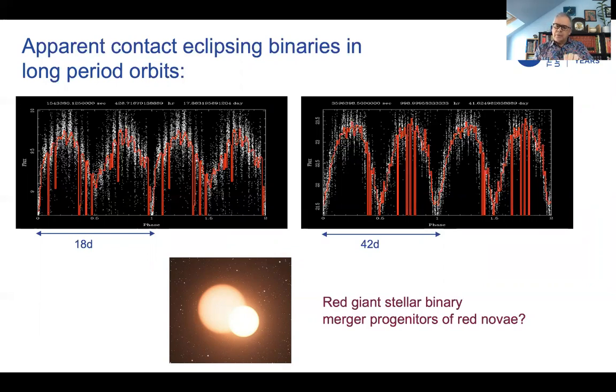But what we found now is about a dozen or 24 light curves that look like contact eclipsing binary stars with this continuous variation in brightness. But they have periods, not of a few hours, but of many tens of days. The two examples here, the one on the left has a period of over 17 days, and the one on the right has a period of over 41 days. So if these are contact eclipsing binary stars with such long periods, they must be very big stars.